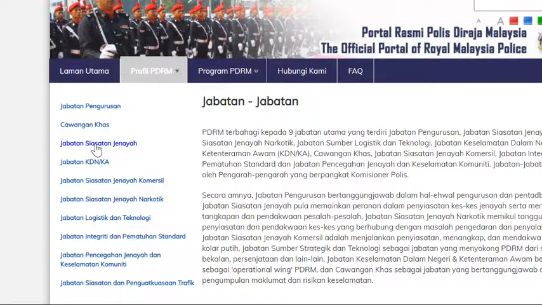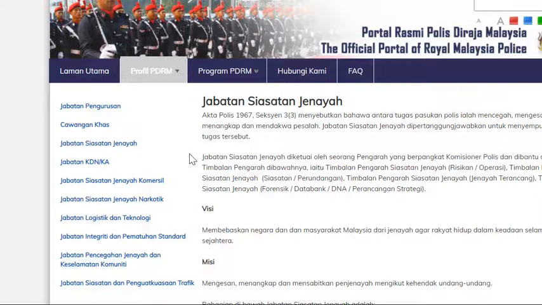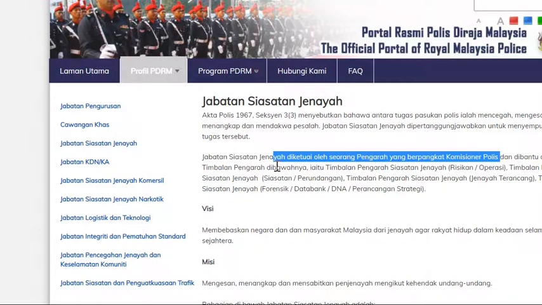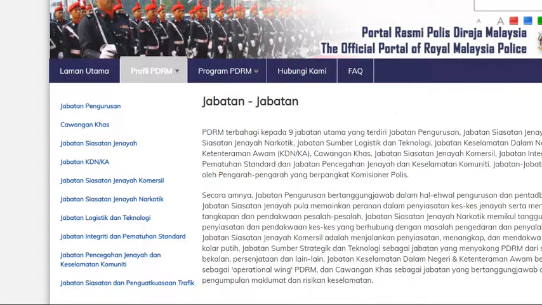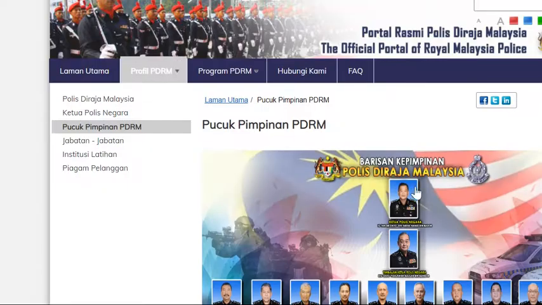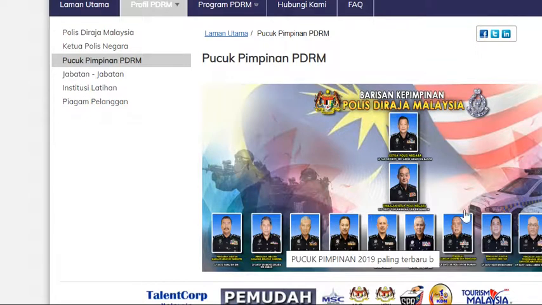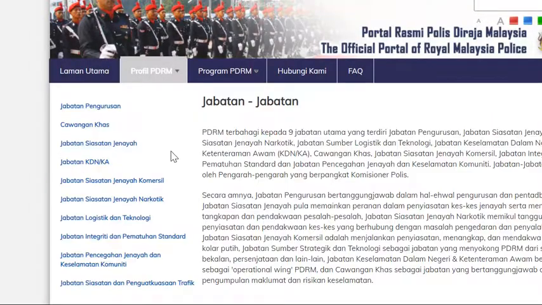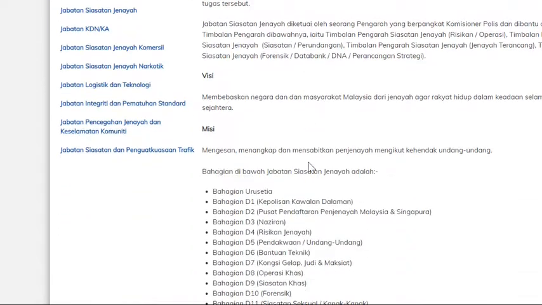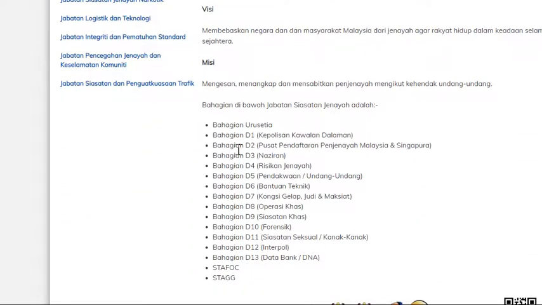Let's look at one of them. In this jabatan, ketua jabatan siasatan jenayah, you have a person, diketuai oleh seorang pengarah berpangkat Commissioner Polis, and in this jabatan, he is appointed by the ketua polis. Just now, if you look back, you see the structure is there. These are the people appointed by the IGP, Ketua Polis Negara. Now, in the jabatan itself, we have subdivisions. We have bahagian polisan kawalan, naziran, perisikan jenayah, pendakwaan, bantuan teknik.